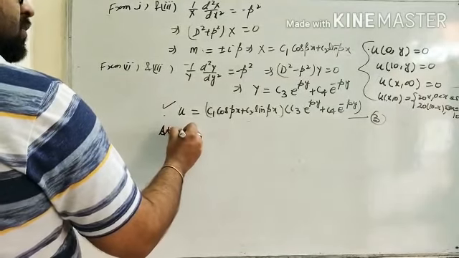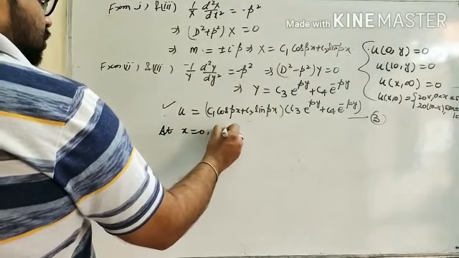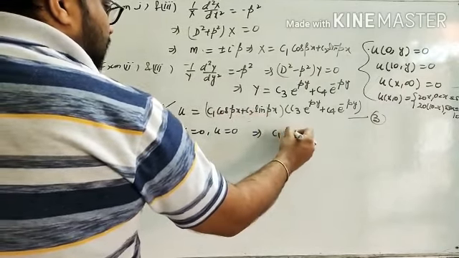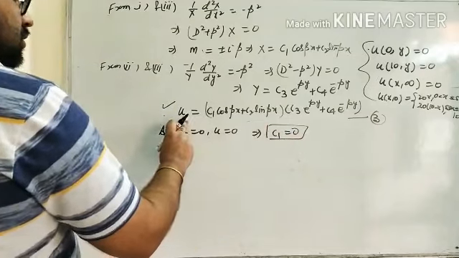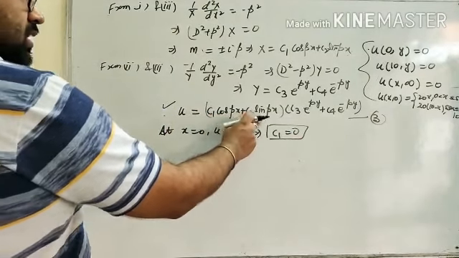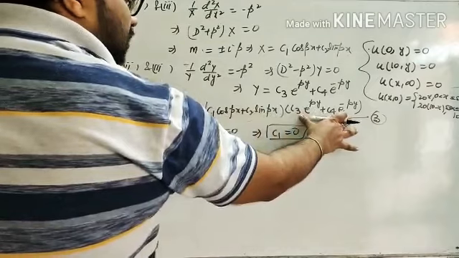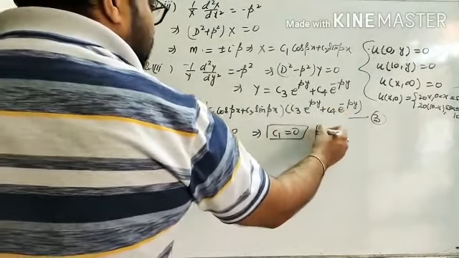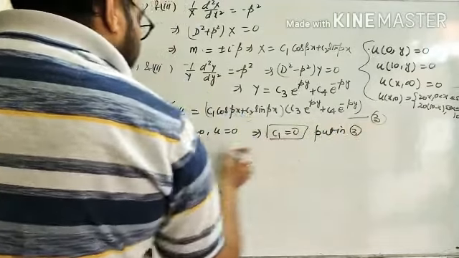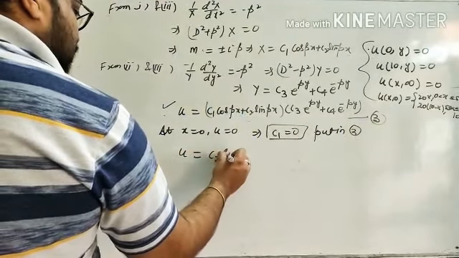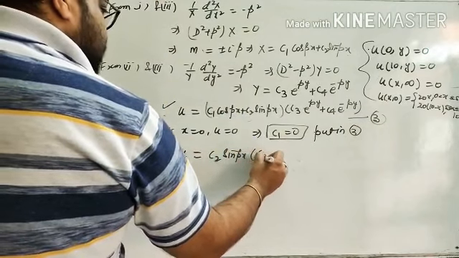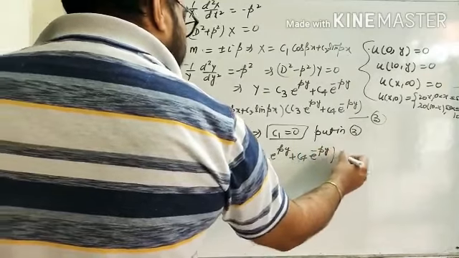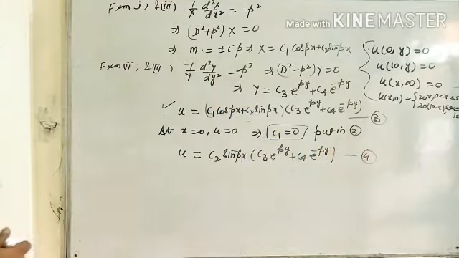So at x equals to 0, u equals to 0. What do we get? C1 is equal to 0. When we put x equals to 0, then cos 0 is 1, sin 0 is 0. So C1 into this particular bracket, but we cannot put this bracket equal to 0. So from here C1 is equal to 0. So put in 3, u equals C2 sin px (C3 e raised to power py plus C4 e raised to power minus py). So this is equation number 4.